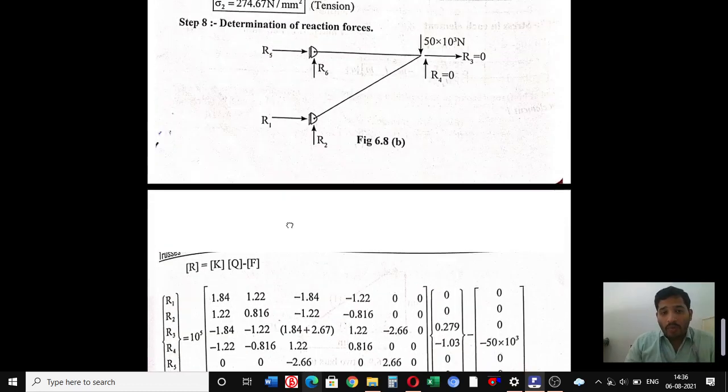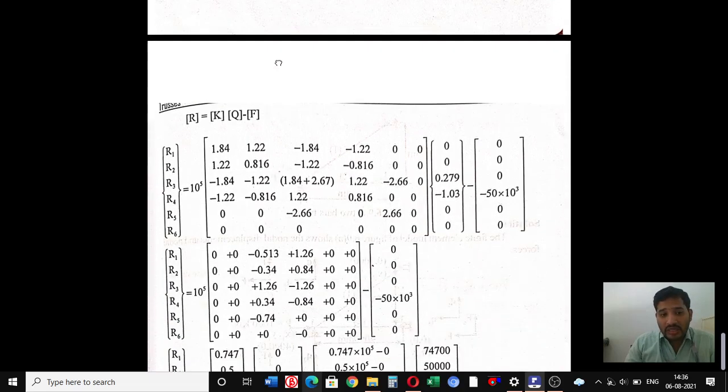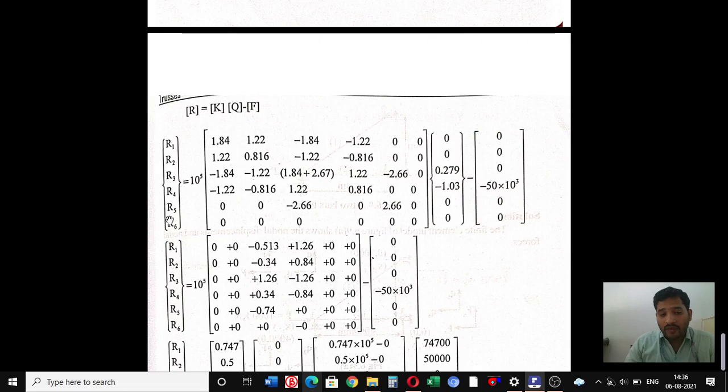After this, we need to find out the normal reactions. How many reactions did we get here? Total 6. First of all, you have to write down R1, R2, R3, R4, R5, R6 equal to K Q minus F, where K is the global stiffness matrix, Q is the nodal displacement, and F indicates the nodal force. The same K values we keep here, and Q1 to Q6 we substitute. Q1 is 0, Q2 also 0, Q3 we already solved as 0.279, and Q4 is minus 1.03. Q5 is 0 because it is a fixed end, and Q6 also a fixed end.